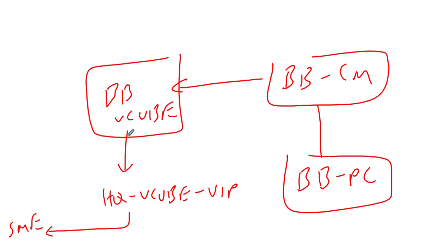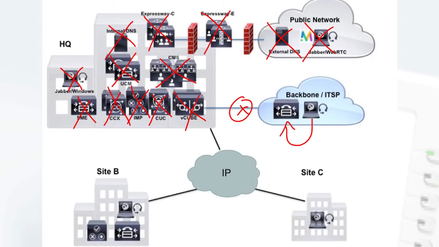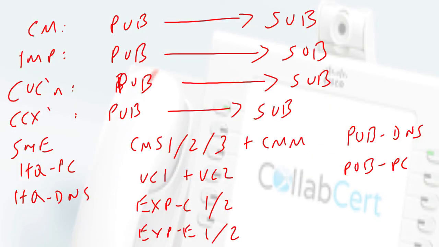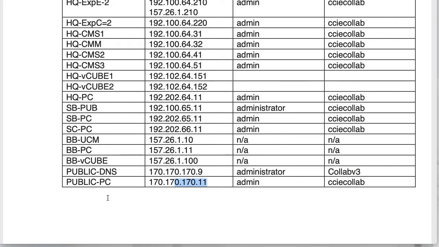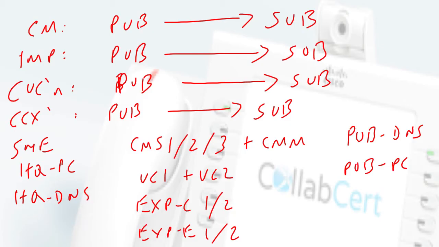So the important thing here is you're talking and receiving calls from a virtual IP address on the headquarters site. So there we go. You've got the backbone 3 appliances here. So that will be the IP addresses. Let's just go with that first. .10 is the core manager. .11 is the PC, and .100 is the VCube.